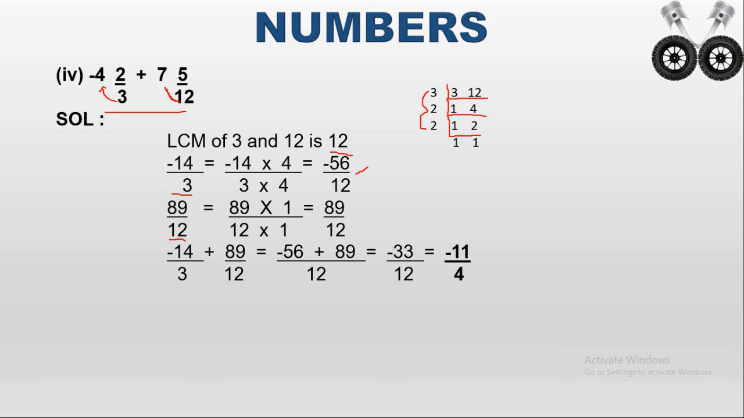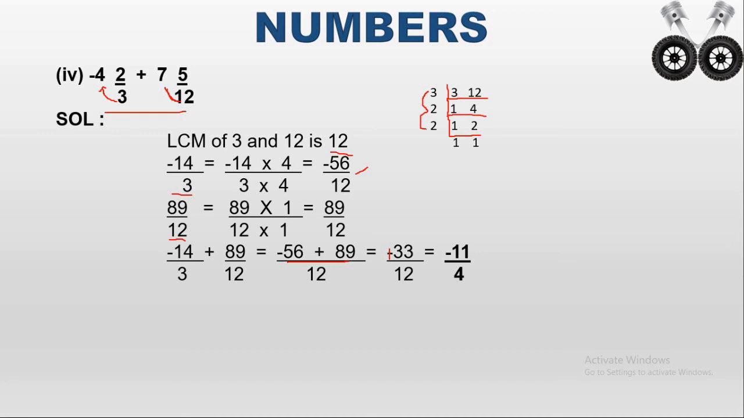Now we are going to add the two rational numbers, that is minus 14 by 3 plus 89 by 12, which is equal to minus 56 plus 89 by 12. So now here in the numerator we are having different integers, one is positive, another one is negative. That means you have to subtract. So 89 minus 56 is 33. So the biggest number is 89. 89 has the positive sign.